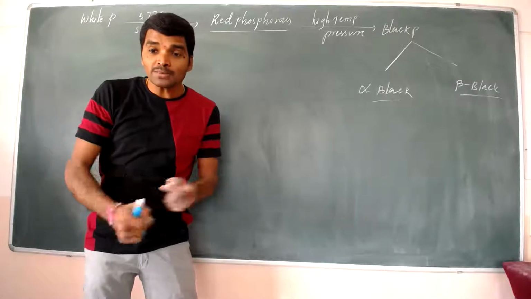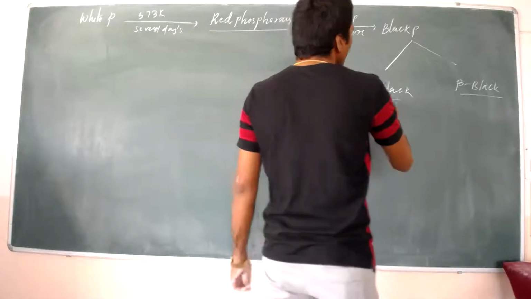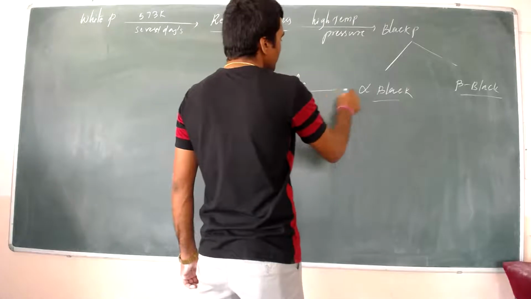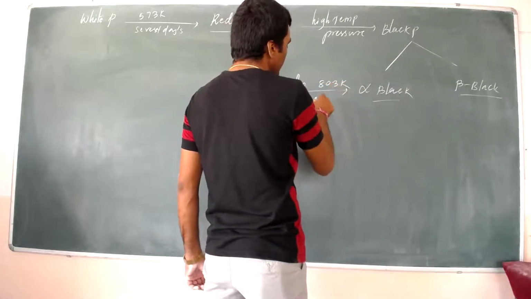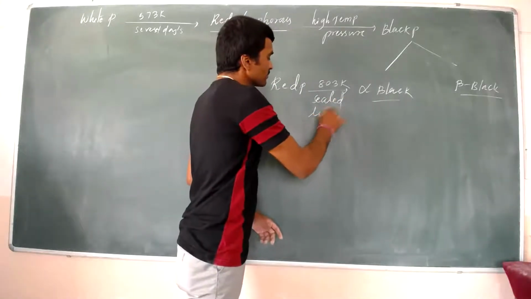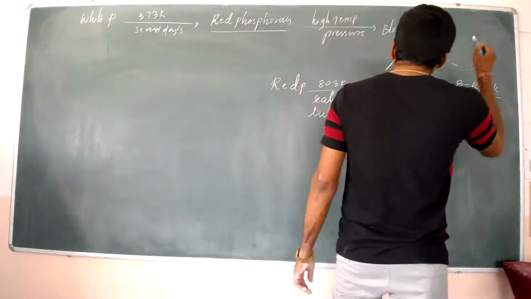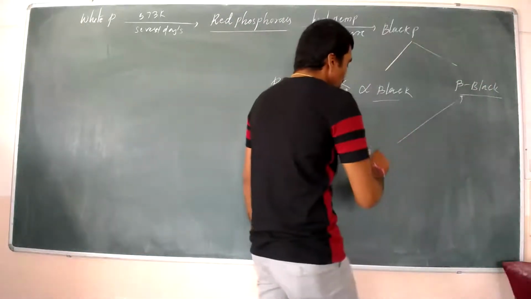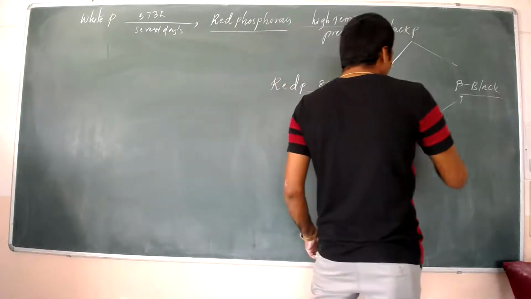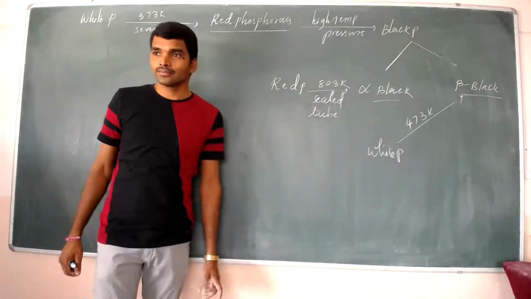Sir, how is alpha black phosphorus formed? Alpha black phosphorus is formed from red phosphorus heated at 803 Kelvin in a sealed tube. And how is beta black phosphorus formed? White phosphorus is heated at 473 Kelvin, then beta black phosphorus is formed.